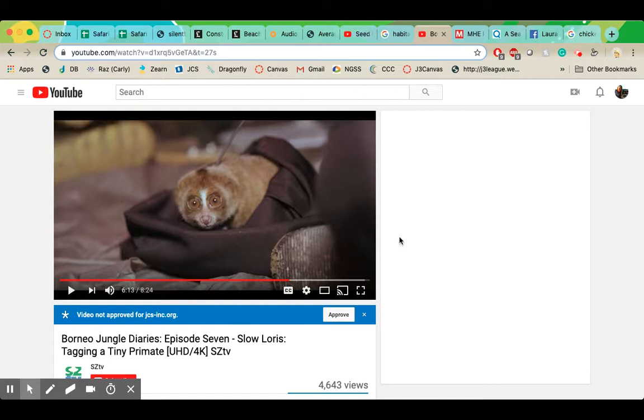These were shot in 2017 when I was working at the Danum Valley field station in Borneo doing primate research. This is one primate. If you have time to watch it, her name is Boss. She's a slow loris.